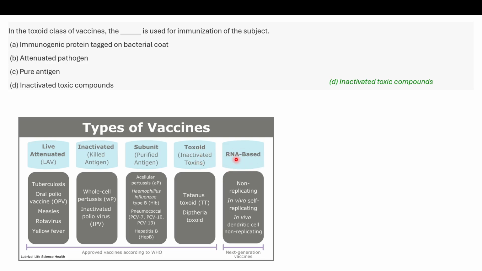And there are also RNA-based vaccines, like we have seen with the spike in the case of COVID-19. This is one of the sites which gives a very nice comprehensive view of the different vaccine types, with short but concise definitions. You can go through this if you need to know more. But for this particular question, it will be inactivated toxic compounds.